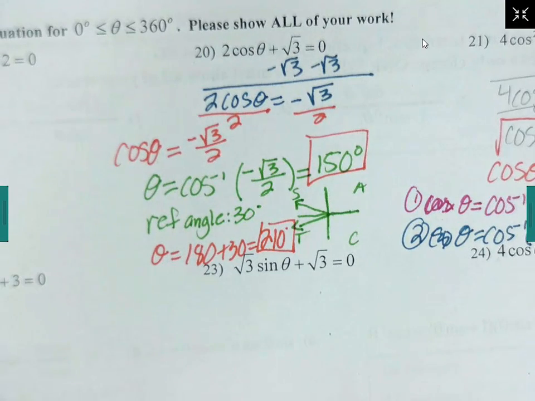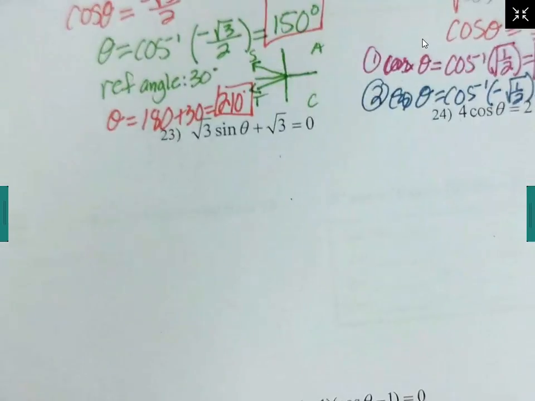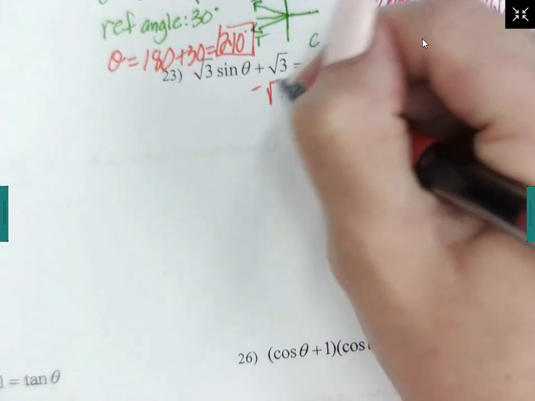Are there any questions? All right, are there any other problems that you guys want to see on this page? All right. 23. On 23, we would subtract the square root of 3 from both sides.